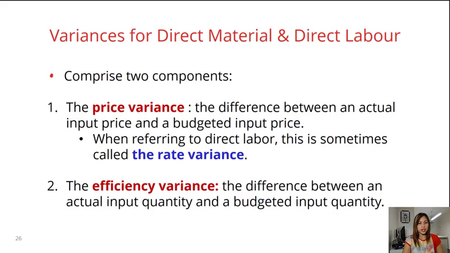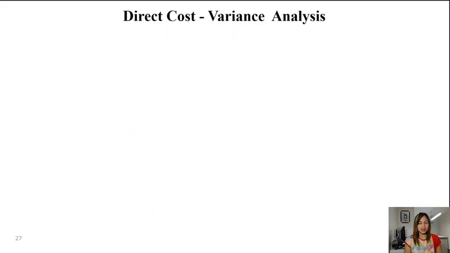The second component is the efficiency variance. With efficiency variance, you are comparing the quantity of input, the actual one, and the budgeted or standard one. Let's have a look at direct cost variance analysis, how we actually calculate the variance.